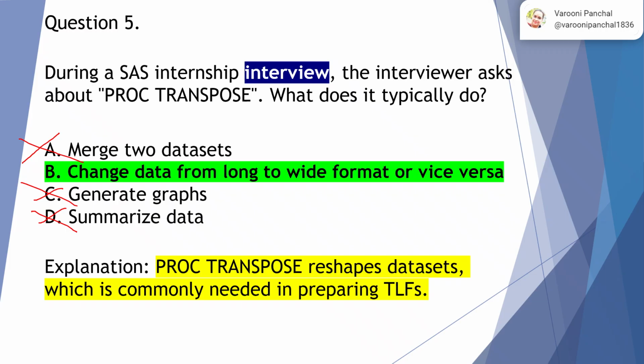So what does proc transpose do? It changes the data from rows to columns and columns to rows. Either way you say it, long to wide, or rows to columns, or columns to rows, the meaning is the same, right? So proc transpose generally reshapes the data so that you can arrange it in certain formats in rows and columns, and you can present those in tables, listings and figures.